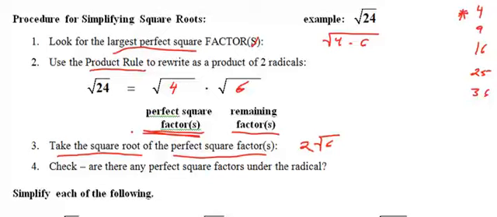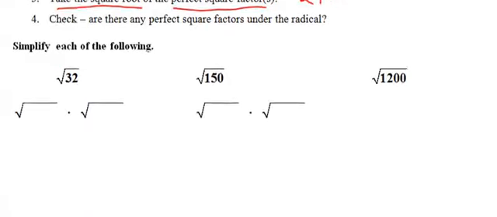I tell you to check to see if there are any perfect square factors under the radical, and the reason is sometimes students don't manage to get the largest, and you need to double check and make sure are there any more perfect square factors in there. If not, you're done. If there are, then you did not find the largest and you have to repeat the process.